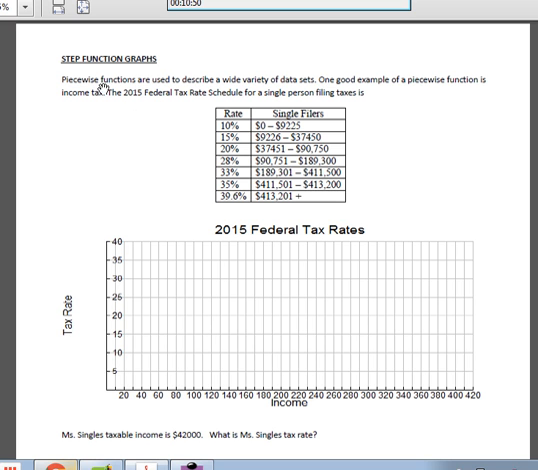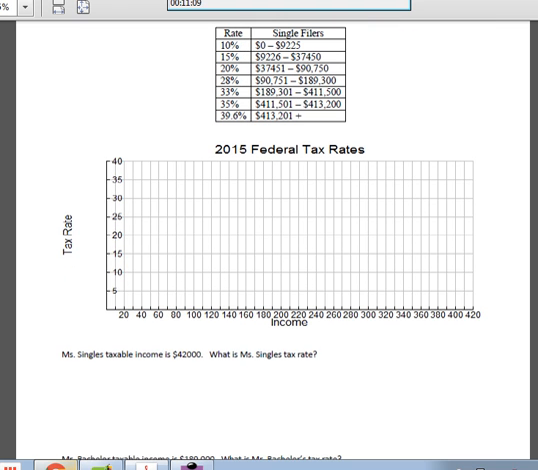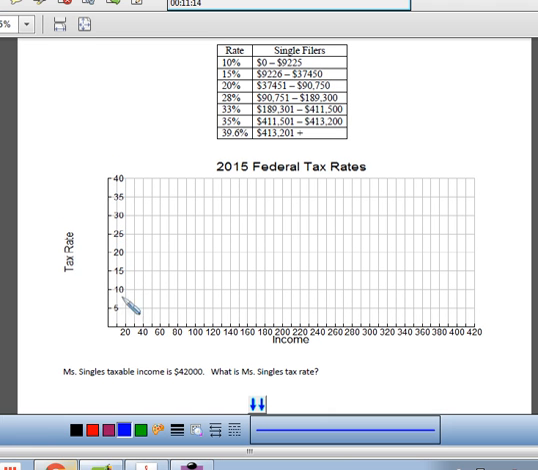Step function graphs. Piecewise functions are used to describe a wide variety of data sets. One good example of piecewise functions is income tax. The 2015 federal tax schedule for a single person filing is, and you'll see we've got these different rates and categories. So, this is how we graph it. Oh by the way, the income is in thousands of dollars. So when it says 20, that's 20,000. So how about times 1,000? So $20,000.